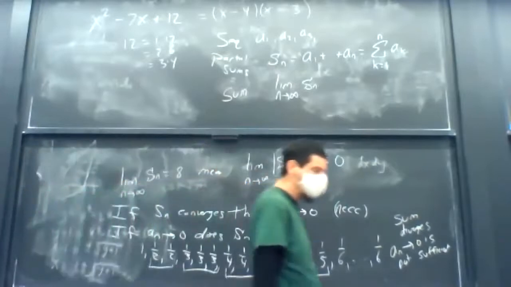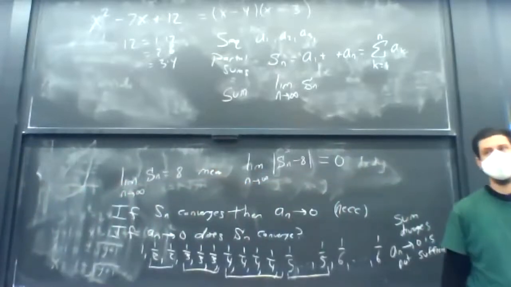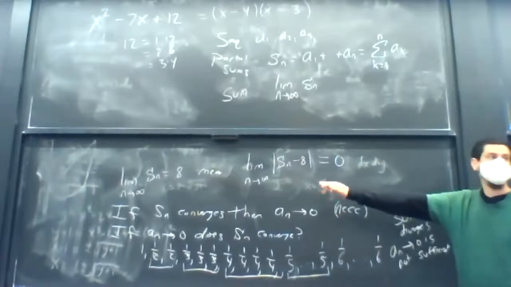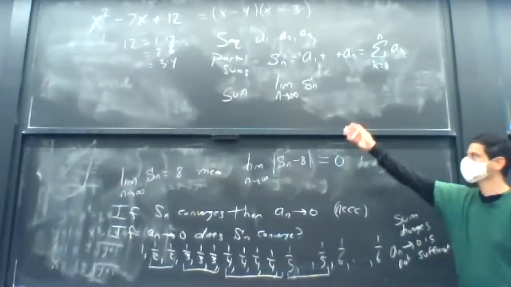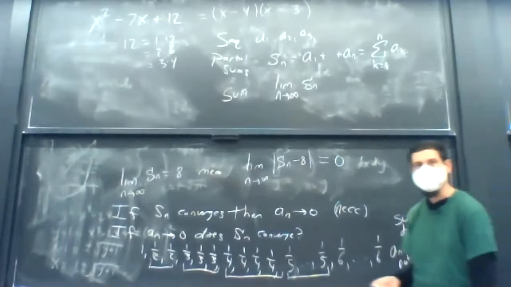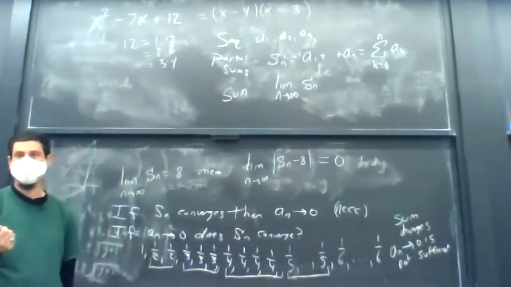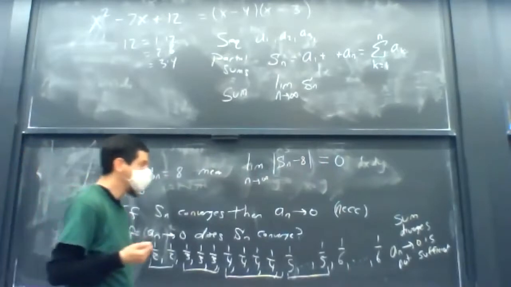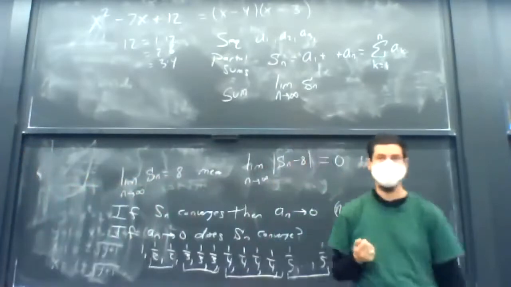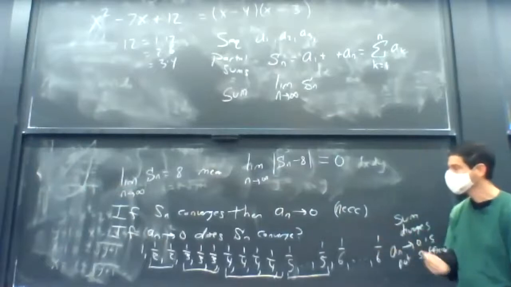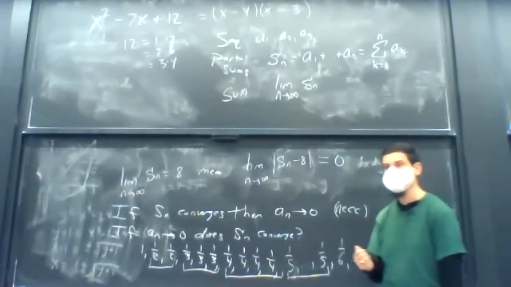So always do the easy things first. If you're asked, does a series converge? Do the partial sums converge to a number? If the a_n aren't going to 0, is there any need to do anything further? No, you're done. If the a_n are going to 0, however, you have to do more work, because there are cases where a_n can go to 0, but the sum may not converge.